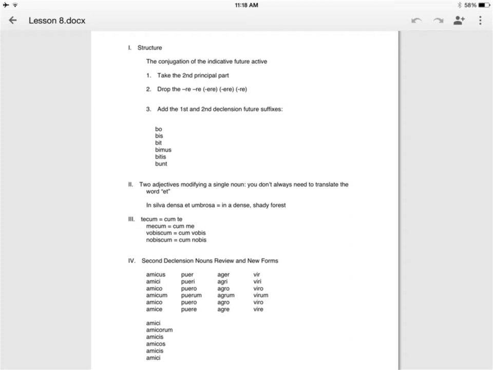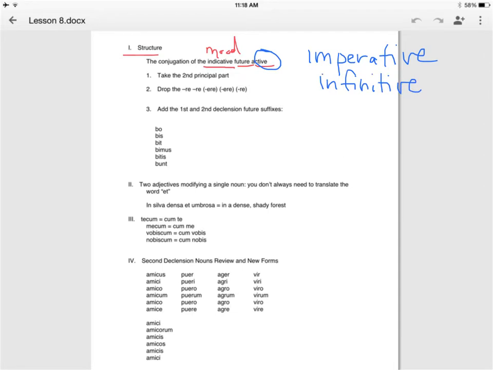This is lesson 8 for chapter 8. It starts out with what the book refers to as the structure, and it gives you the conjugation of the indicative, that's the mood, future, that's the tense, active, that's the voice. So far in this class, you've done exclusively the active voice, which means the subject is the doer of the action. And you've mostly done the indicative mood, but you've also done the imperative mood, which is used for commands. And you've done the infinitive mood, which is when you take a verb and turn it into a noun.